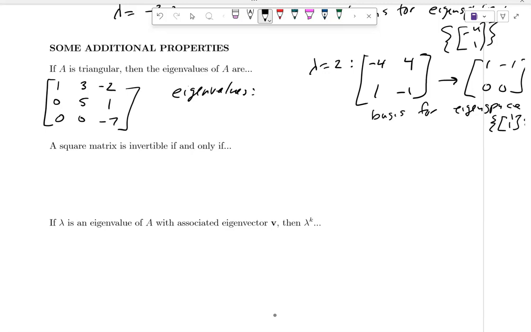How do we find eigenvalues again? What do we do first? A minus lambda I, right? So your first step is to subtract lambda off the diagonal, correct? Step 1 is subtract lambda off the diagonal. Step 2 is take a determinant. How do you take the determinant of a triangular matrix? Yeah, let's multiply the diagonal entries, right? So your characteristic polynomial here will be 1 minus lambda times 5 minus lambda times negative 7 minus lambda. It's already factored.